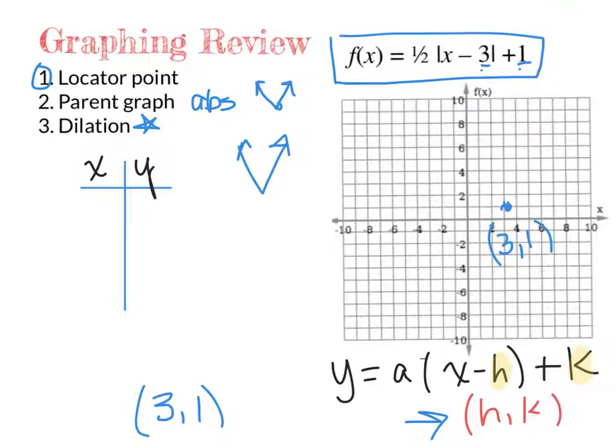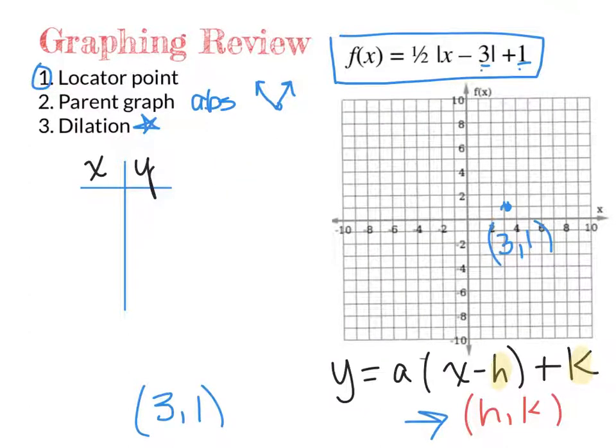But the 1/2 means it's been compressed. So it's kind of a little fatty fraction. So we know it's going to compress along the y, and it's going to be compressed down. So that's what we're going to try to do. But we need to do it with actual points mathematically.